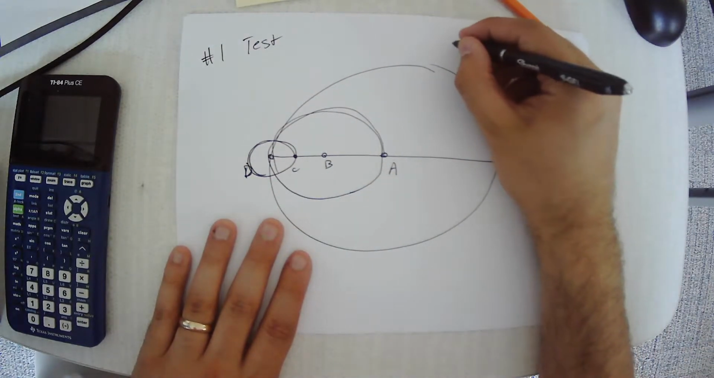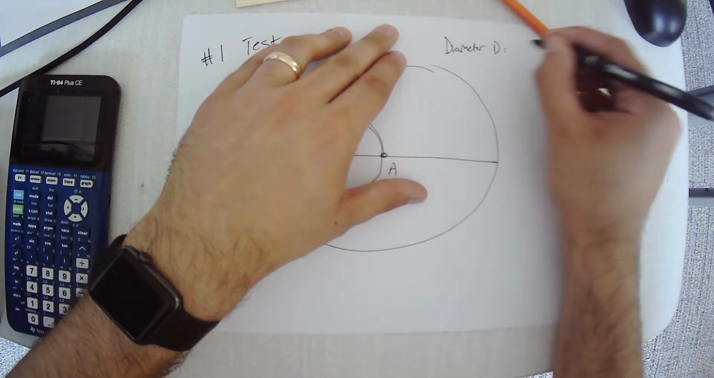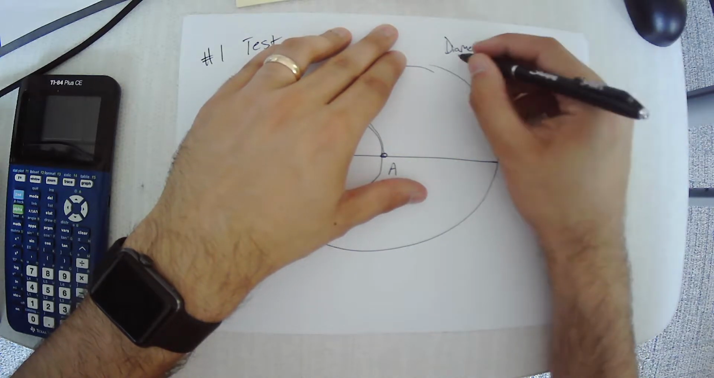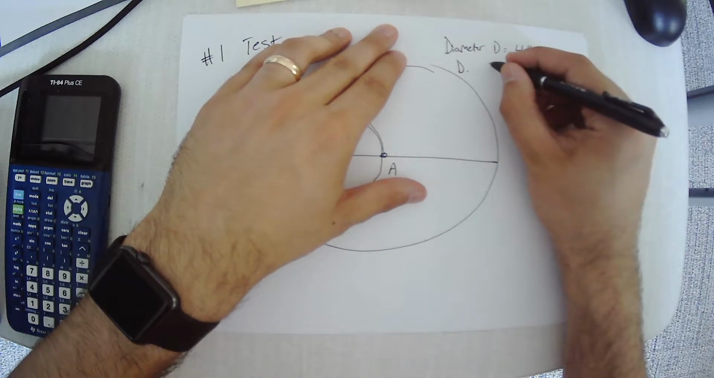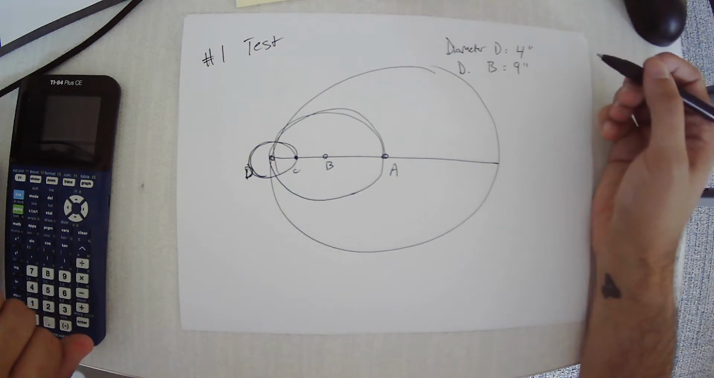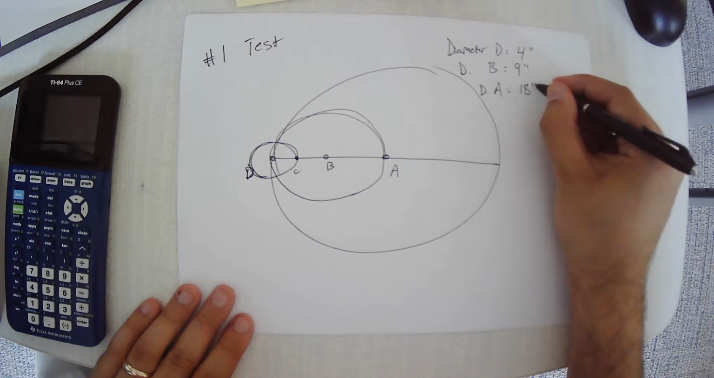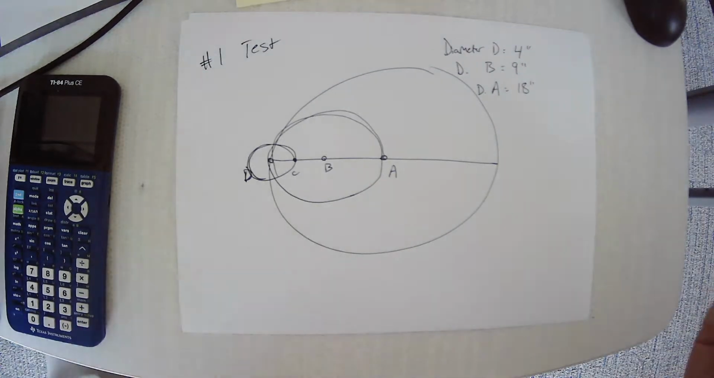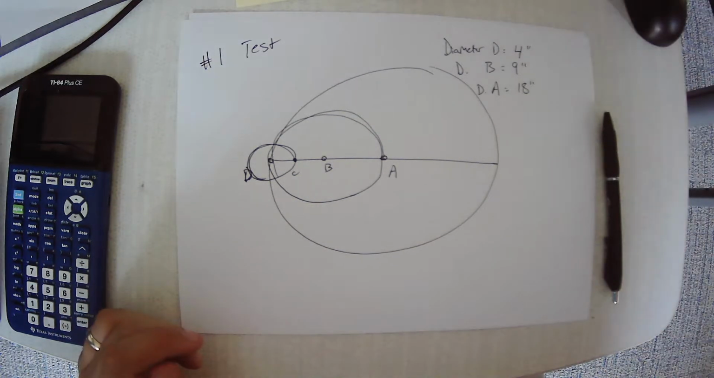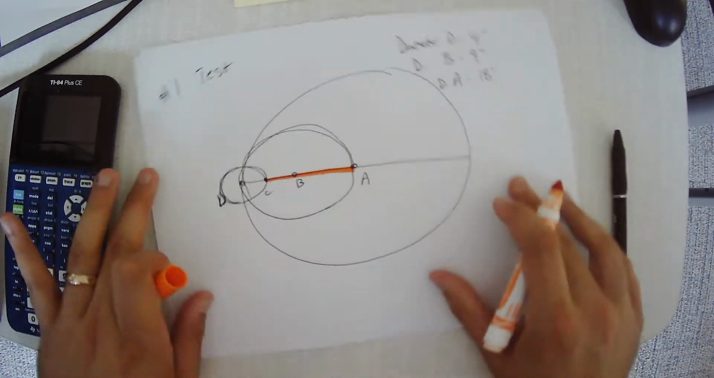We were told diameter of D is 4 inches. Diameter of B is 9 inches. And diameter of A is 18 inches, which should make sense because B is half of A. Diameter and radius double and halve, respectively. And the question on your test said, what is C to A?